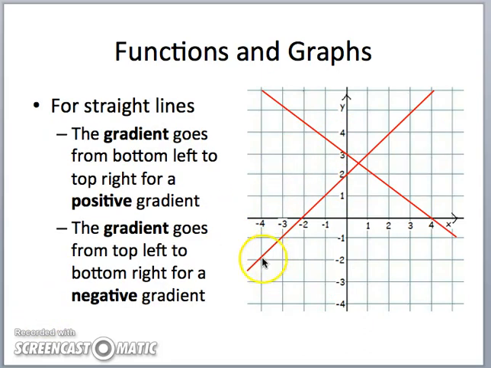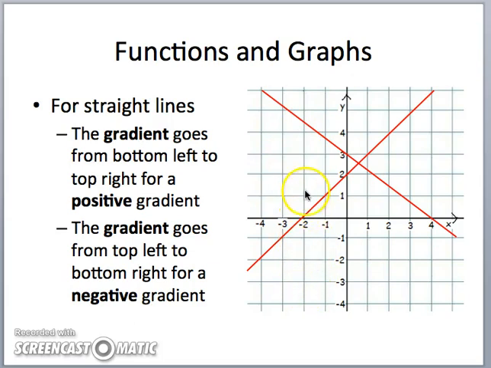For straight lines, gradients that go from the bottom left to the top right, i.e. are increasing or going across and up, are positive gradients. If you've got a straight line that's coming down like this, it has a negative gradient.